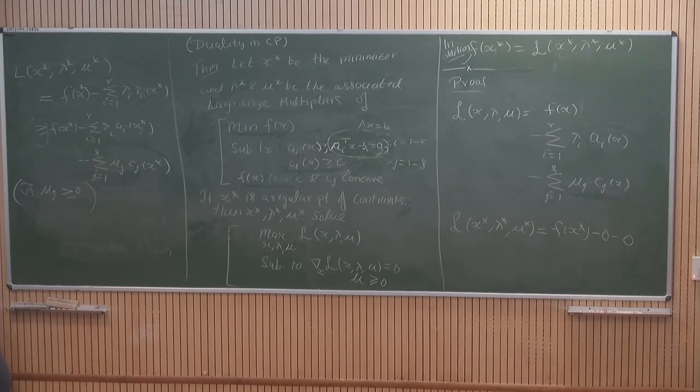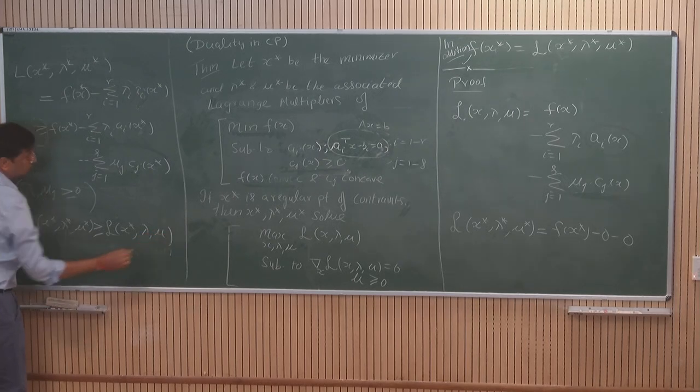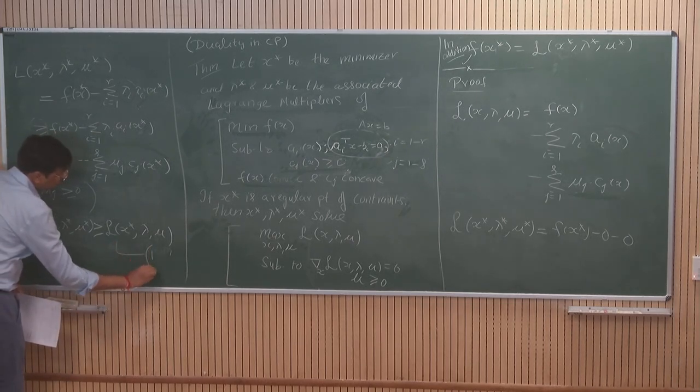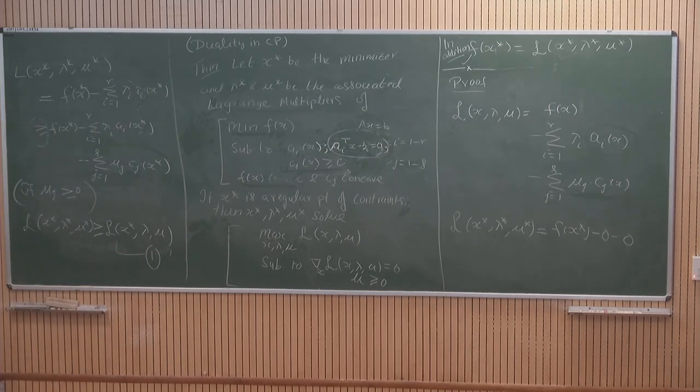Everybody with me? Yes or no? So what can I write? So if this is true, then I can write that L of x star, lambda star, mu star is greater than or equal to, what is this on the right hand side? Right. L of x star, lambda and mu without the stars. Everybody with me? Call this equation 1. Alright.